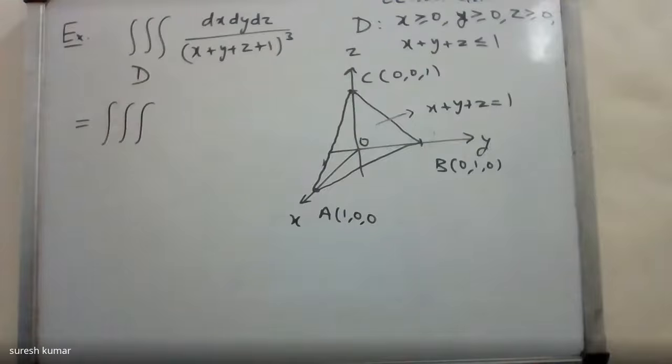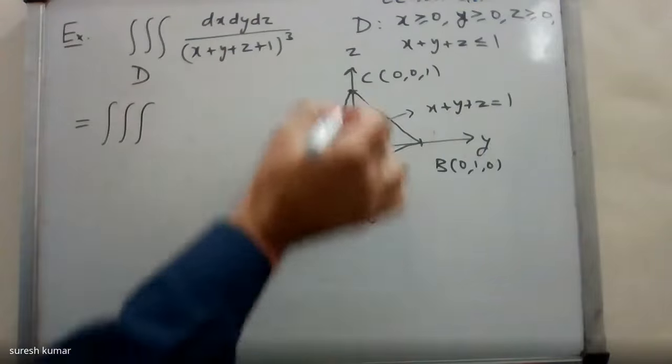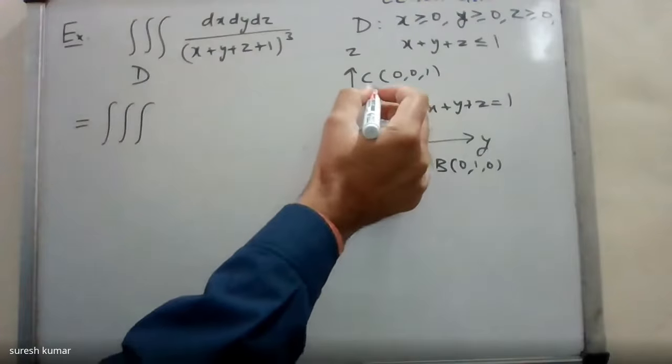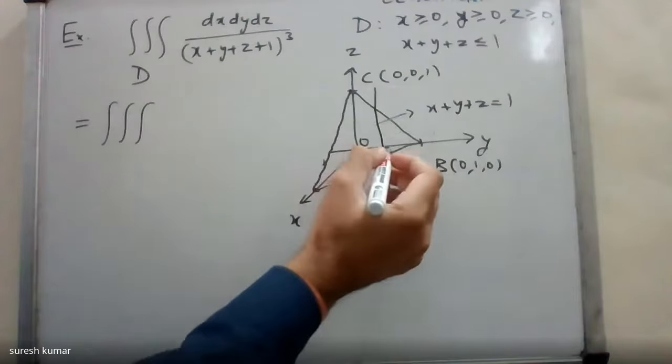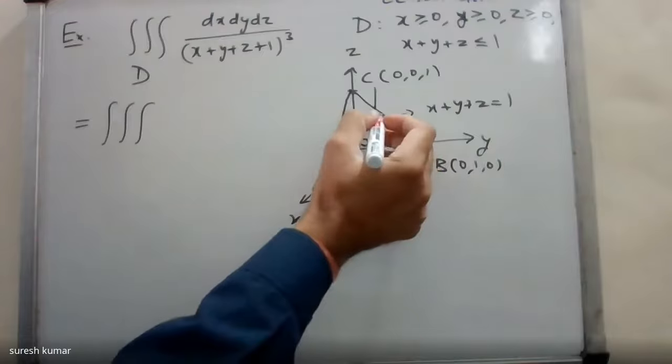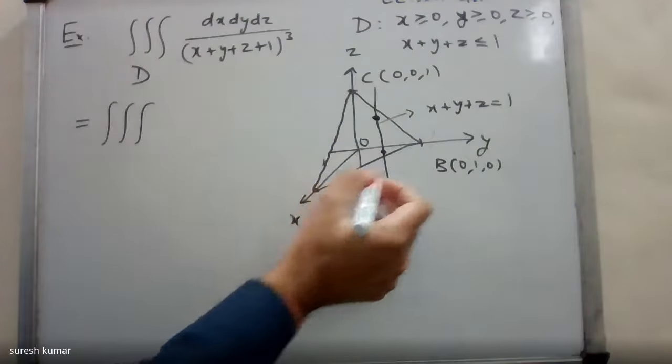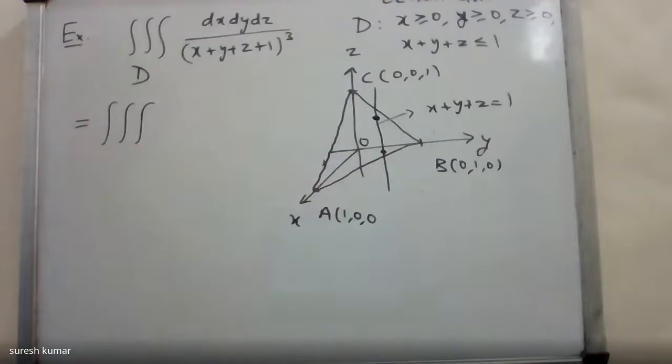So how to decide limits? For z limits, choose a line through this region parallel to z-axis. Your line enters through the base triangle OAB.